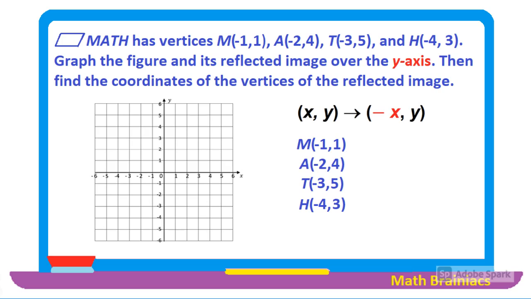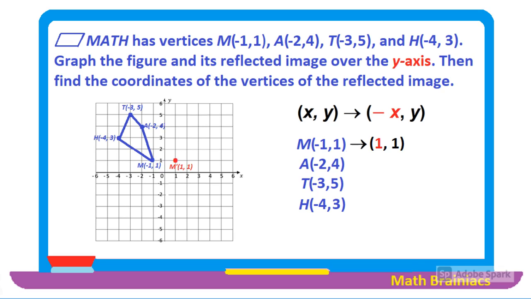We are going to draw a coordinate plane so that we can plot the vertices. Then, I want you to remember that if we are going to reflect an image over the y-axis, we're going to keep the y-coordinate and take the opposite of the x-coordinate. Plotting point M on the coordinate plane, when x is negative 1, y is 1. When x is negative 2, y is 4, and that is point A. When x is negative 3, y is 5, and that is point T. And when x is negative 4, y is 3, and that is point H. We are going to connect the points with a straight line, and that is the graph of the quadrilateral MATH.